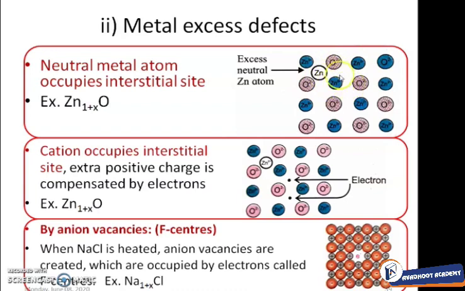Actually there is no question of disturbance of electrical neutrality, because this is a zinc atom, which is electrically neutral, and therefore positive and negative charges are balanced. Another way of creating a metal excess defect is when a cation occupies an interstitial site, and the extra positive charge because of this interstitial cation is compensated by two electrons.